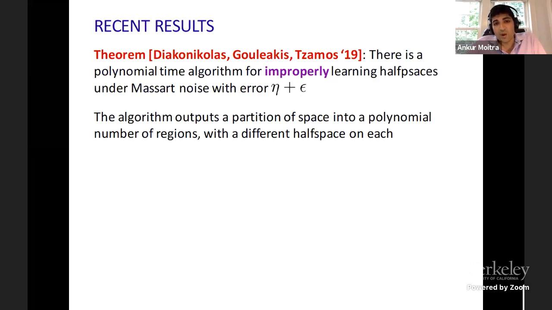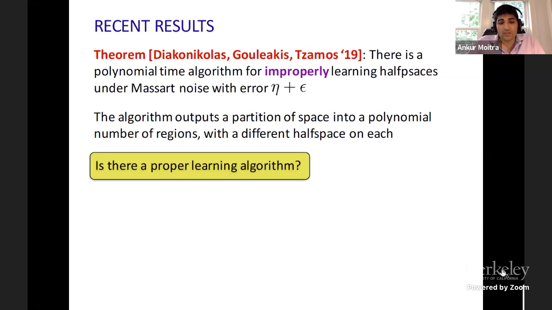Now, their algorithm is actually quite complicated in the sense that it outputs something that's not a half space. Instead, it outputs something which partitions the entire domain into a polynomial number of regions, and there's potentially a different half space on each one of these regions. That's the sense in which it's improper: it's not outputting an actual half space, but a much more complicated description of the classifier that you're using. One of the natural questions you can ask is, is there a proper learning algorithm? Is there an algorithm for properly learning half spaces under Massart noise?